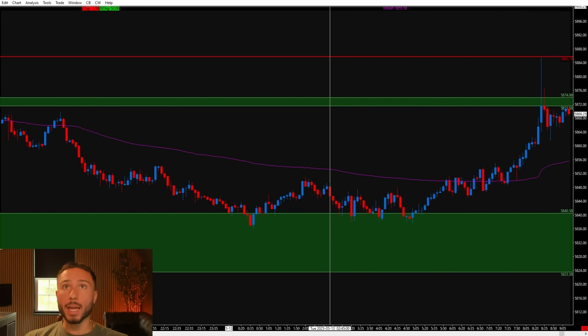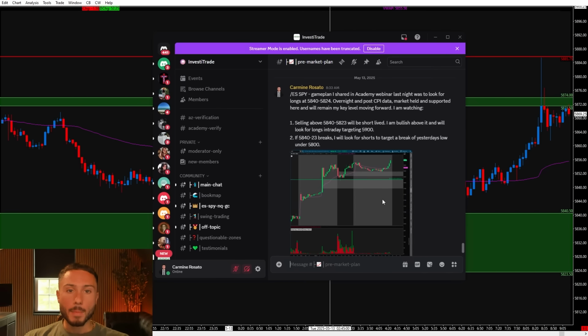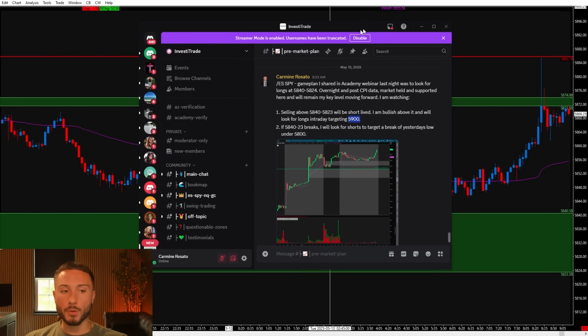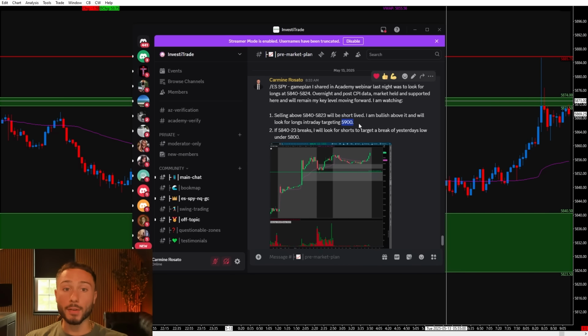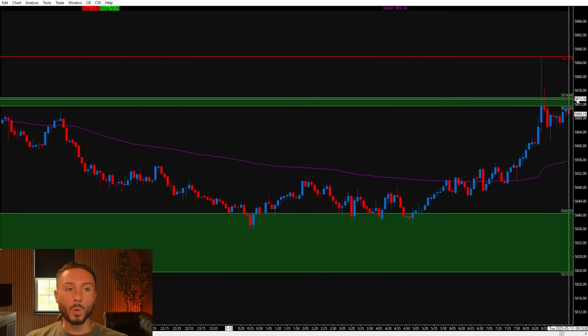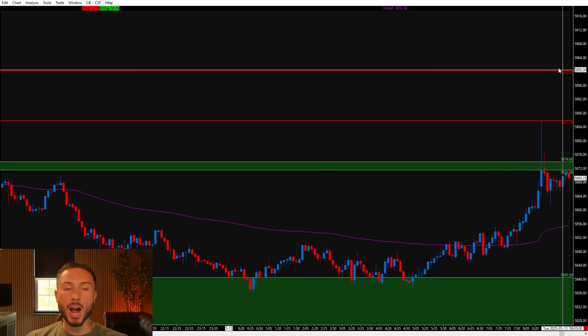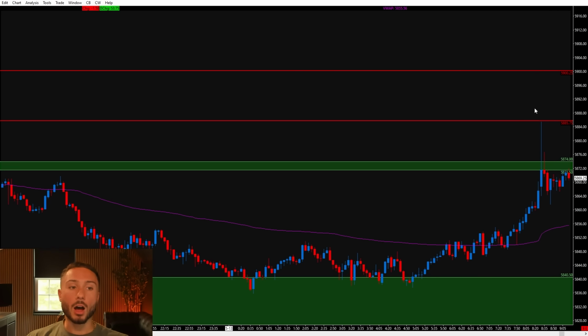So in the pre-market plan, I post these every single day in the Discord. My main scenario was watching as long as the market holds above 58.40, that selling will be short-lived, and I only want to be playing longs for bullish moves targeting 5,900. So my idea was, as long as the market remains above this 58.40 level of demand, I want to play longs targeting 5,900, as 5,900 was a whole psychological number, along with a key level of resistance from a few months prior. 5,900 is the top red line.